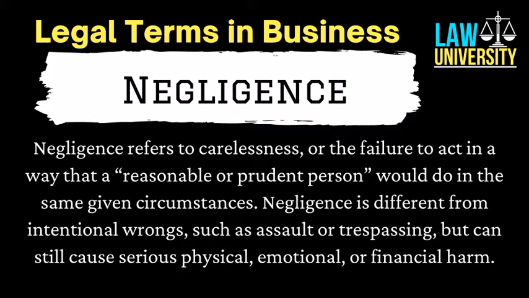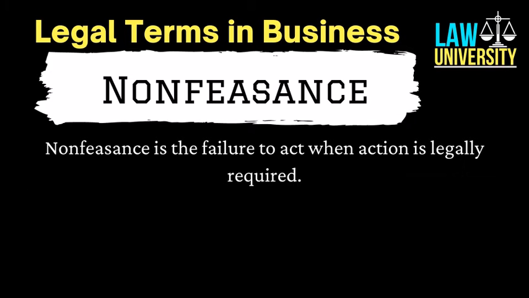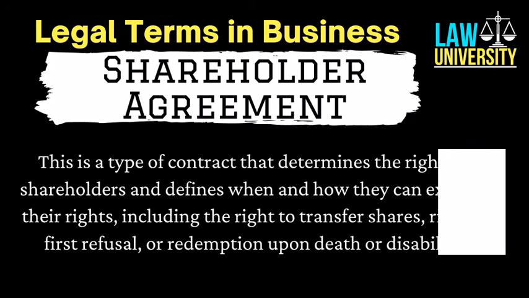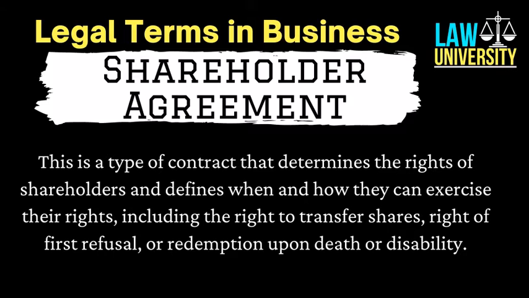Negligence is different from intentional wrongs, such as assault or trespassing, but can still cause serious physical, emotional, or financial harm. Nonfeasance. Nonfeasance is the failure to act when action is legally required. Shareholder agreement. This is a type of contract that determines the rights of shareholders and defines when and how they can exercise their rights, including the right to transfer shares, right of first refusal, or redemption upon death or disability.